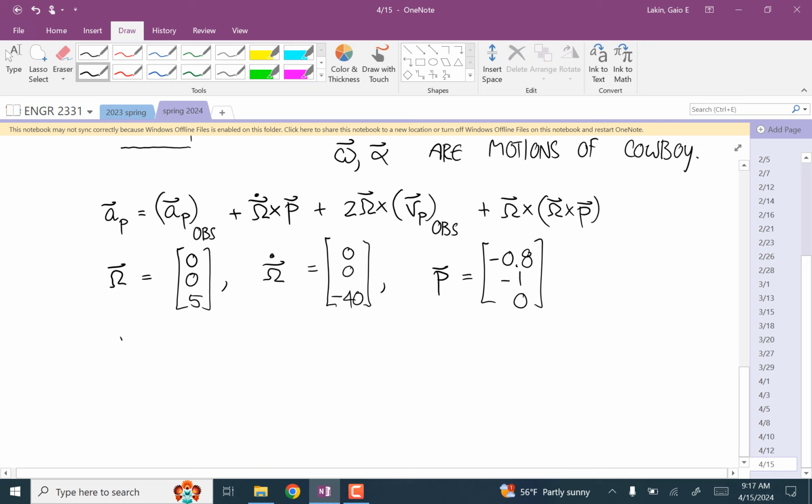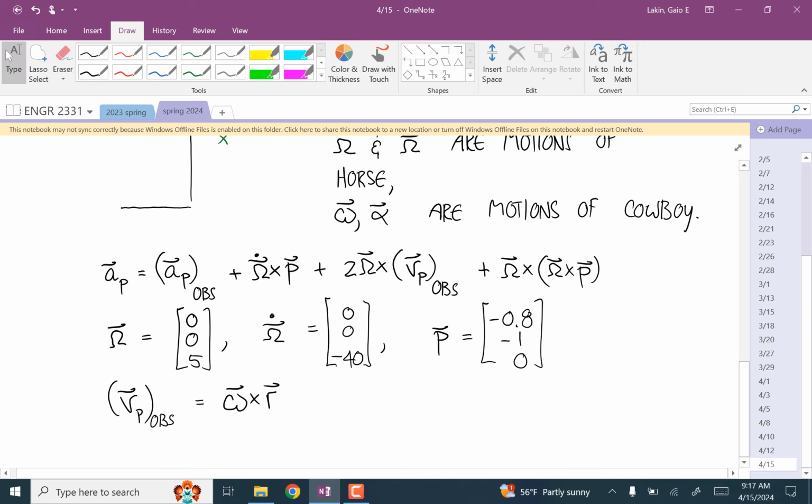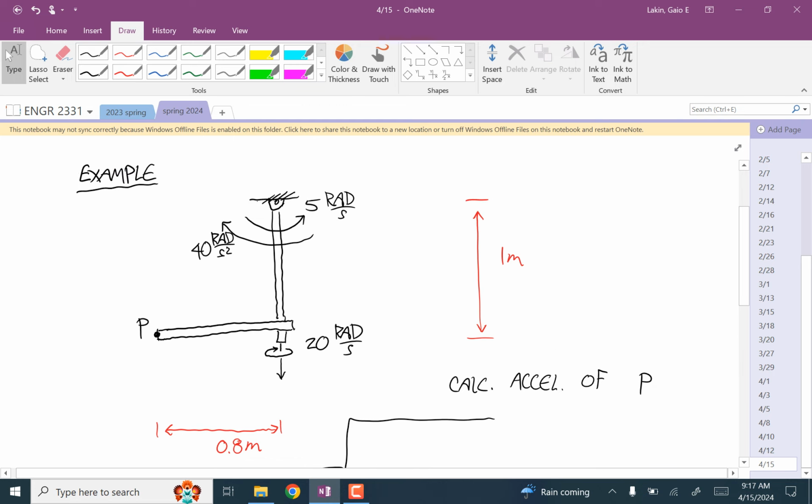So V observed, I guess I wrote it as V of P that's observed, is going to be equal to a lowercase omega cross R. Okay, so now we have to think of what those two things are. Lowercase omega is the angular velocity of the cowboy. So that's 20 in the negative y direction.